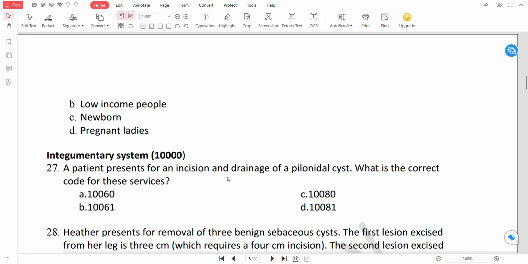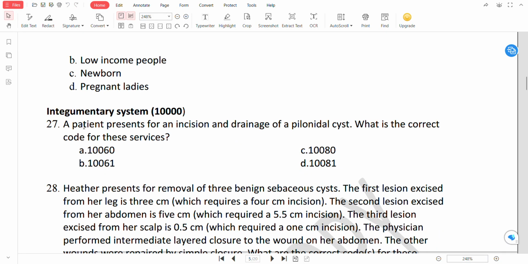Next is the integumentary system section, 10K series. 27. A patient presents for an incision and drainage of a pilonidal cyst. What is the correct code for this service? Option A 10060, 10061, 10080, 10081.